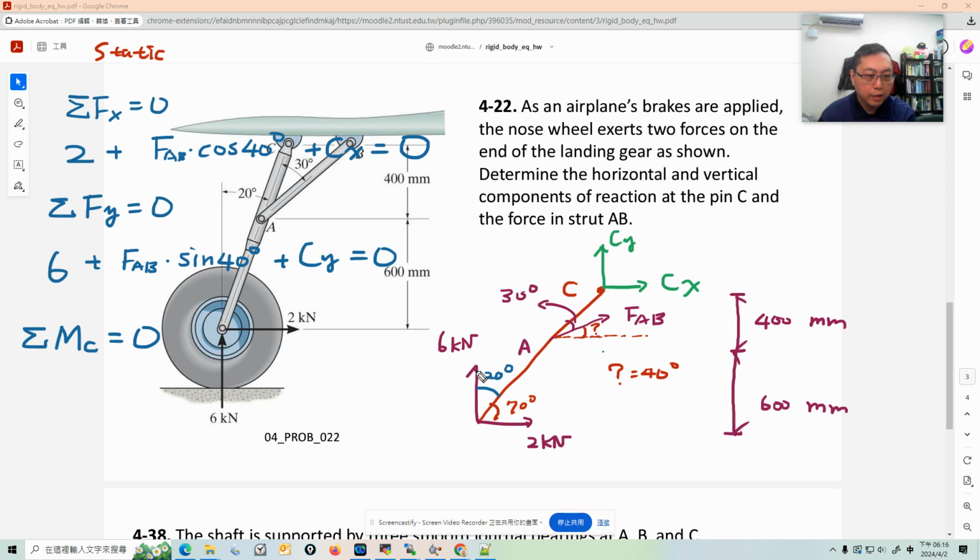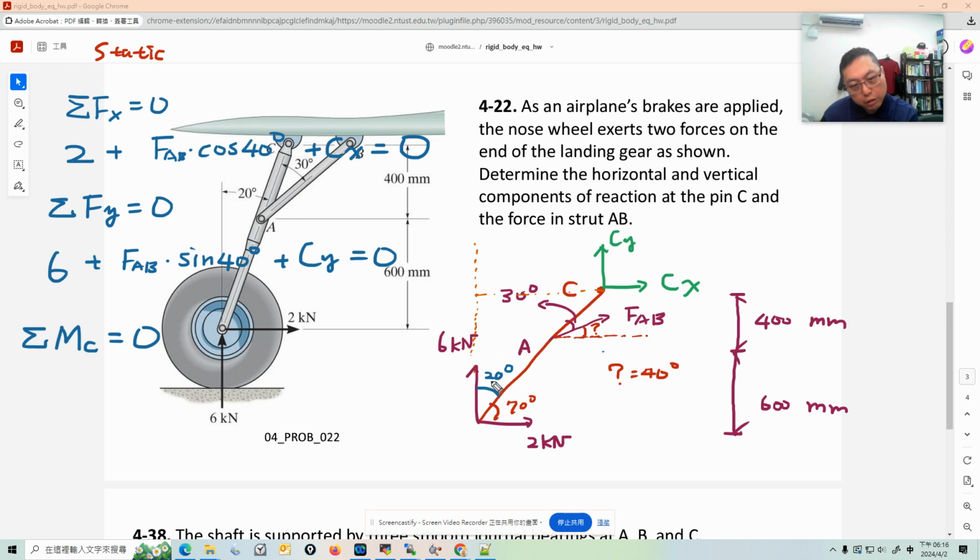Okay, so let's see, this six kilonewton force will have a lever arm. It will create a moment. So the reference point is here, so where is the lever arm? If we draw the line of extension, you will see the lever arm is here.